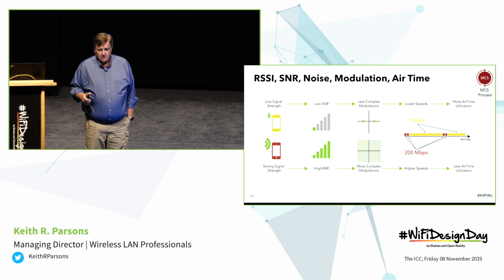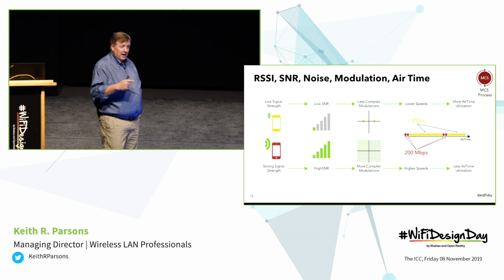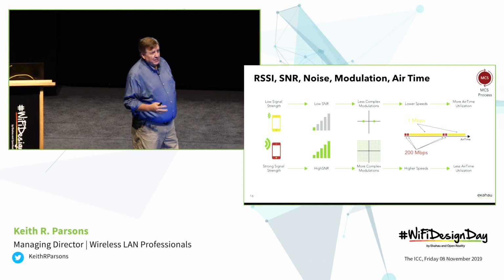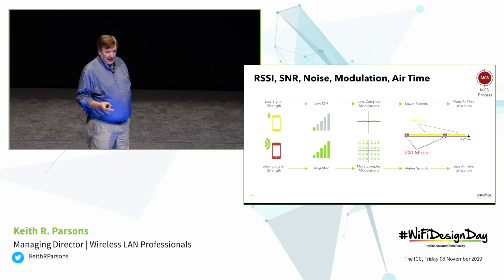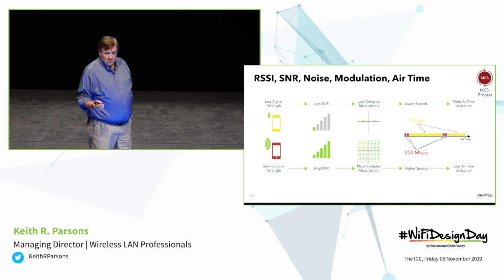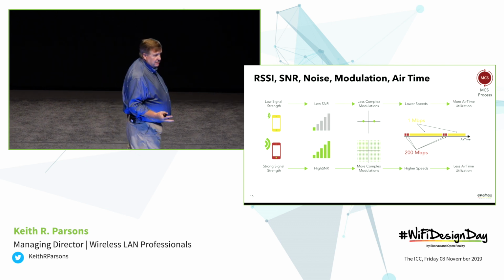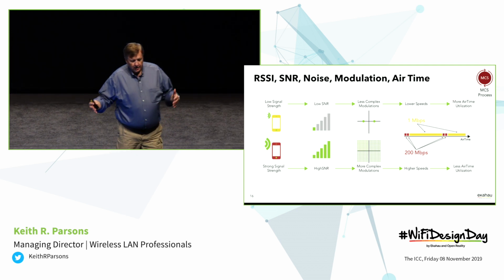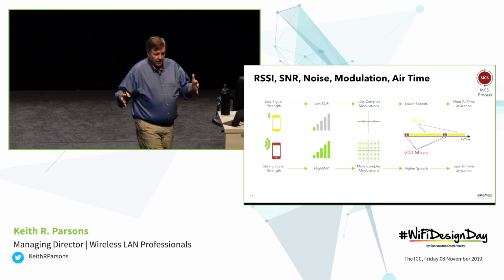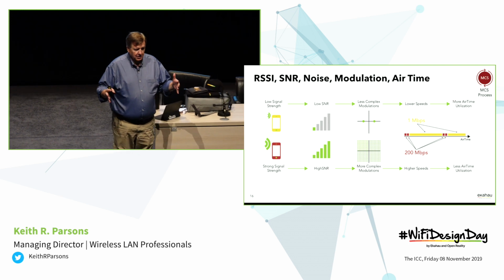BPSK, very robust. 6 meg data rate. That's how it works. Because it is robust, it doesn't send very many bits. 1 bit per cycle. I like robust. But the downside is it's not very fast. Now, if it's not very fast, that means if I'm going to transmit a 1200 byte frame, it's going to take a long time.